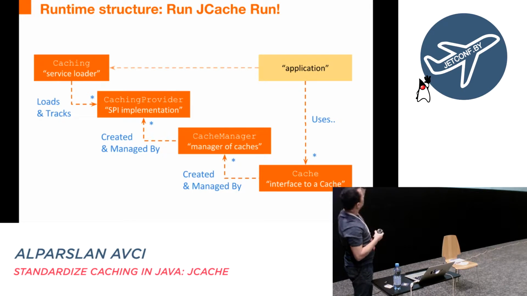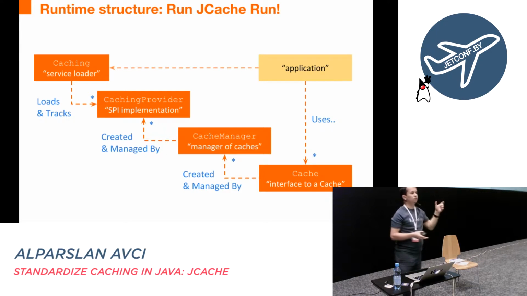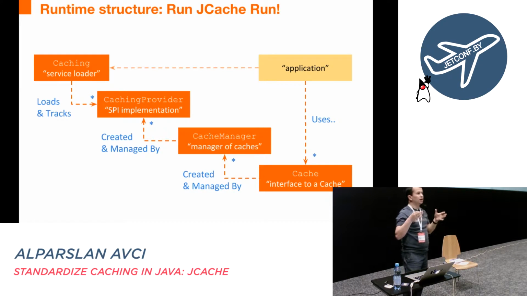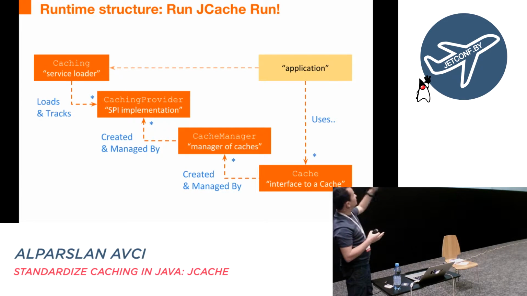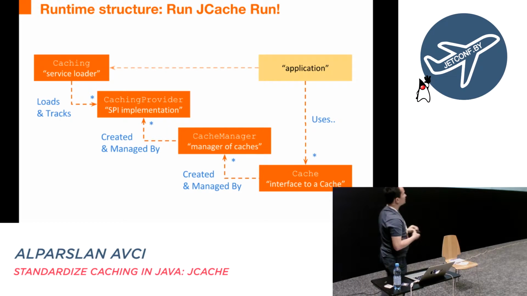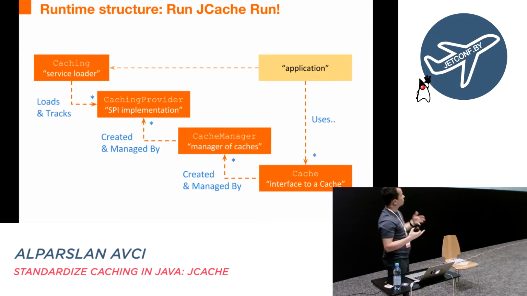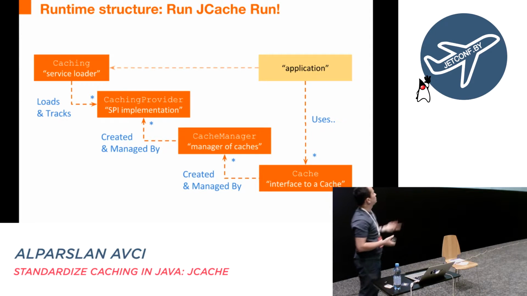And at the top, we have a caching bootstrap class. This is a service loader class, actually, not an interface. And this class lets you get the available vendor implementation. It loads and tracks the caching provider, and its use is not mandatory. Actually, the vendor implementation can provide methods for directly initiating a caching provider. You don't have to use the caching class.